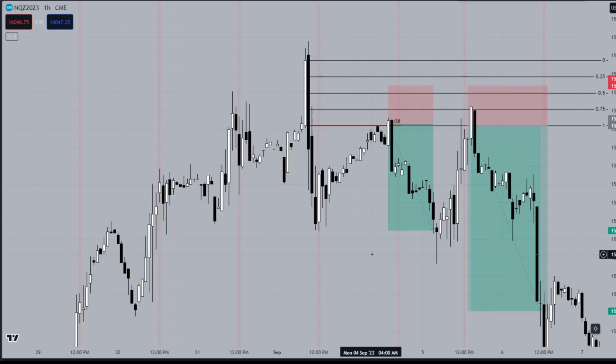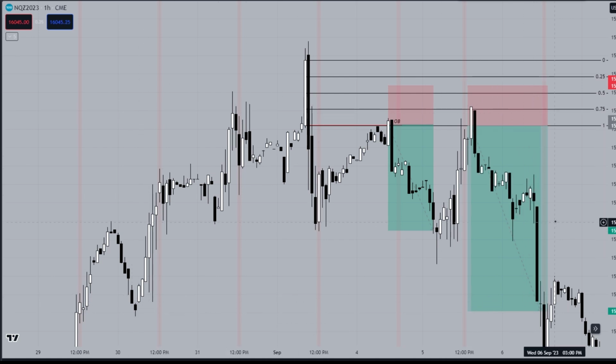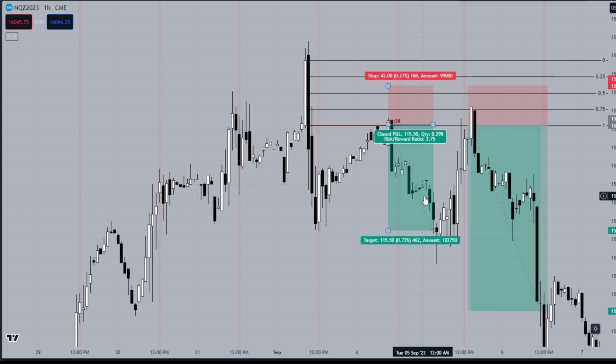You can see that we come up to that upper quarter and we look for our sell side liquidity resting below the swing low, and you can see the displacement that we get just after this, sending it all the way through our liquidity. And this second trade would offer you 807 ticks. This first trade would offer you 462 ticks of profit.